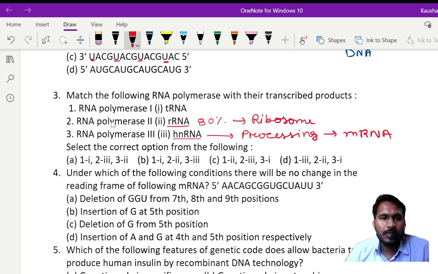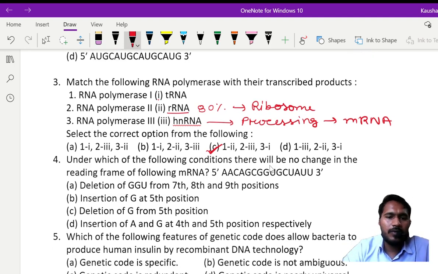One is matching with what? One is matching with the 2. So where one is matched with the 2 here, this could be one of your correct answers. 2, RNA polymerase 2 with hnRNA and 3, RNA polymerase 3 with tRNA.